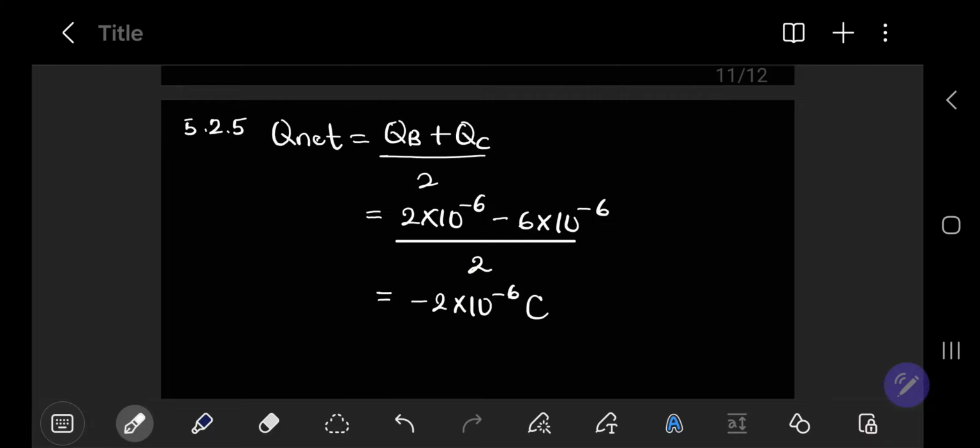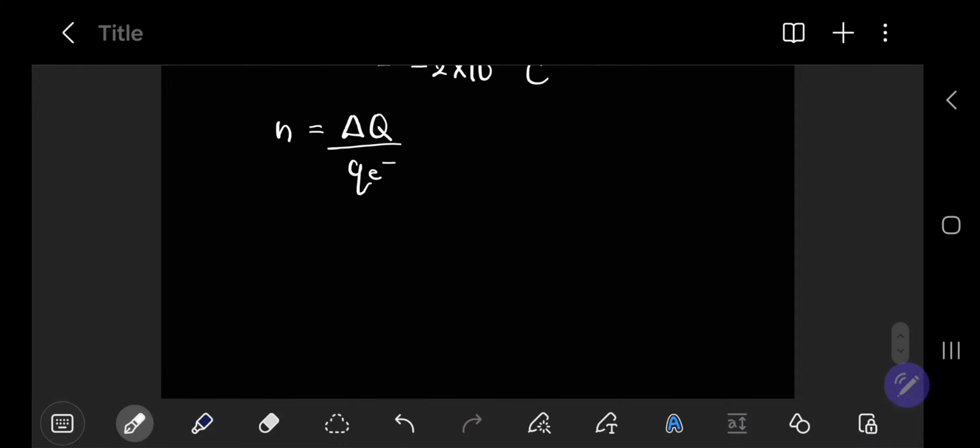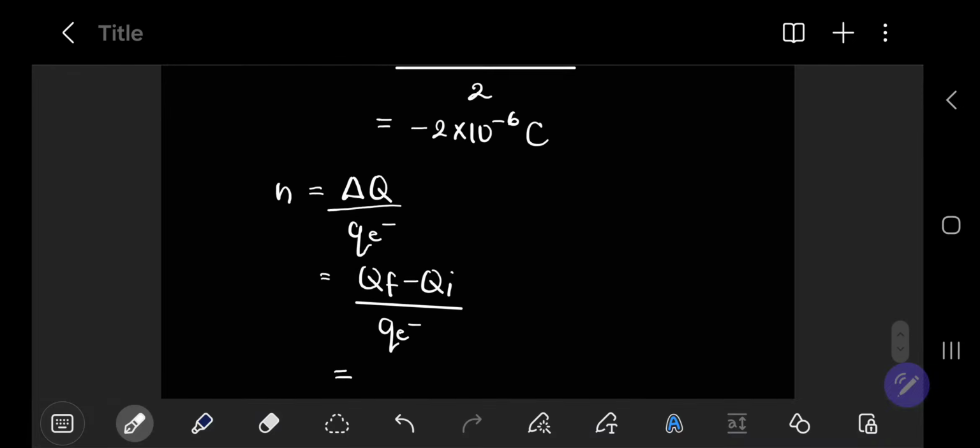Now we need the number of electrons transferred, and the formula that we use is N is equal to delta Q over QE. Now what does delta represent in physics? It always represents final minus initial. It represents a change in the system. Now when we take the final value, the final is after separation.